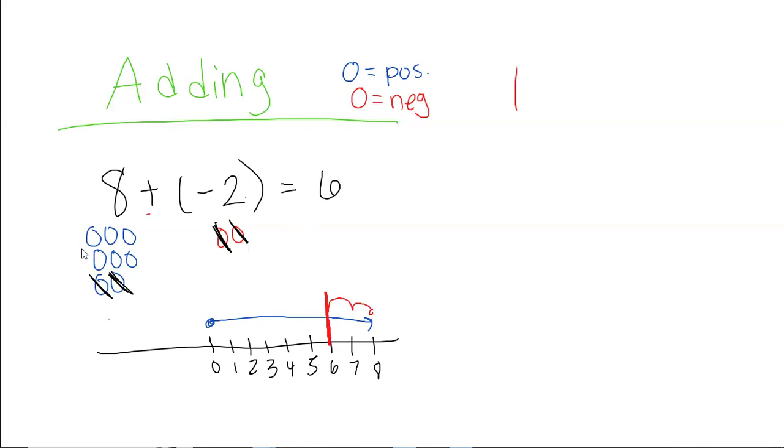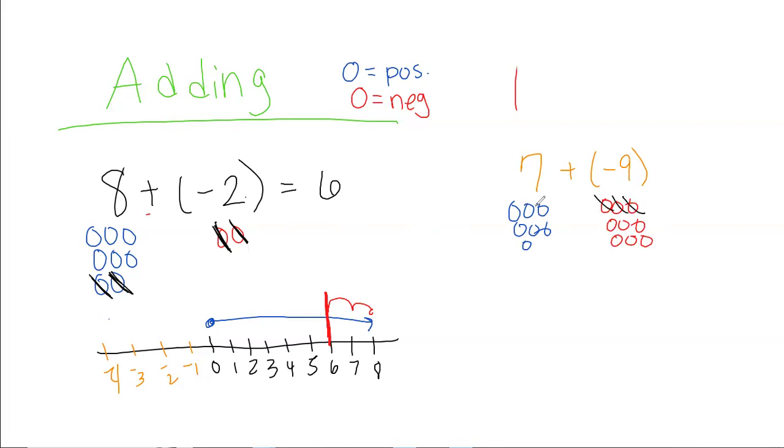Okay, let's try 7 plus negative 9. Let me put some negatives on here. If I did the little counters, I need 7 positives and I need 9 negatives. Again, each positive and negative can cancel themselves out.